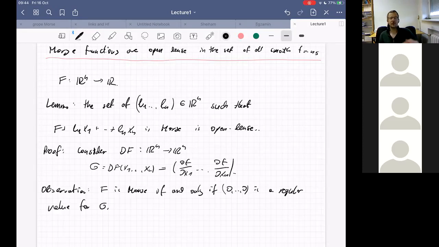And a regular value means that the inverse image of an element in the codomain of a function is a regular value if none of the inverse images is a critical point. So what does it mean? Well, this is a really simple observation. It changes your point of view for the purpose of the proof of this slogan or this lemma.